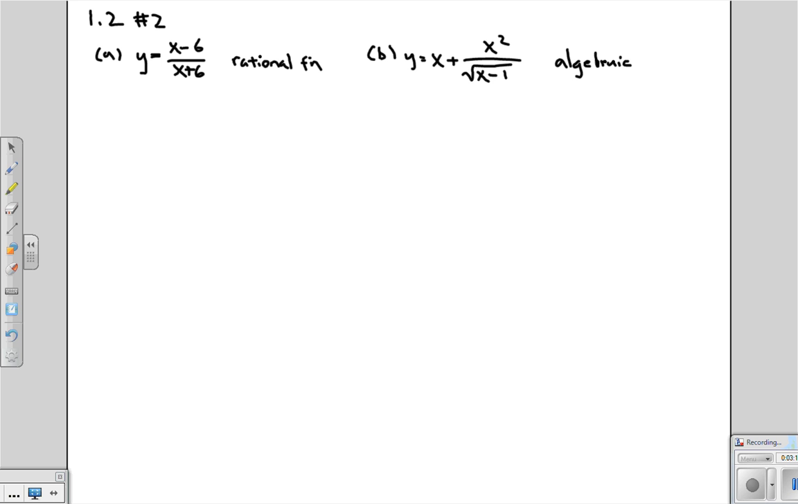Part C. Y is equal to 10 to the x. Now remember, the big difference between power functions and exponential functions is where is the variable. So for power functions, the variable is in the bottom. The exponential function has the variable in the exponent. So in this case, x is of course an exponent. It's our variable. So therefore, it's not a power function, but rather is an exponential function.